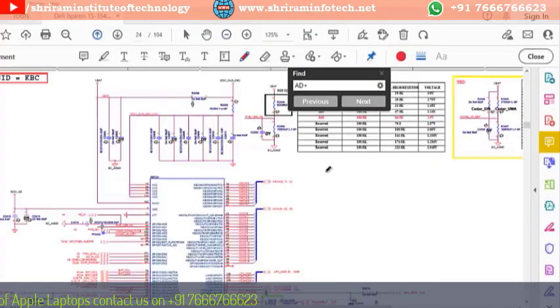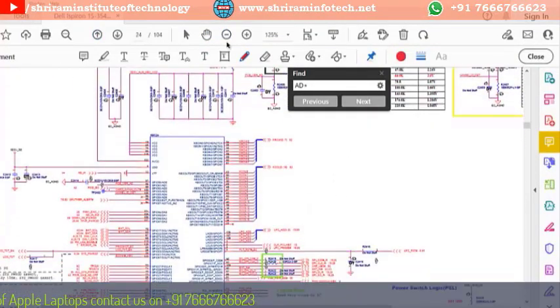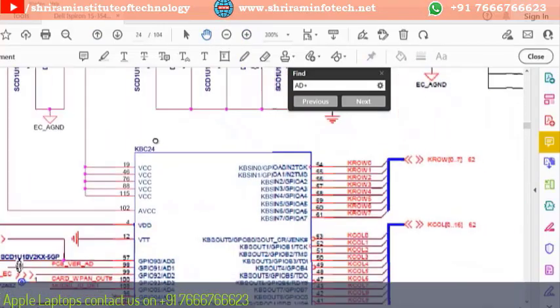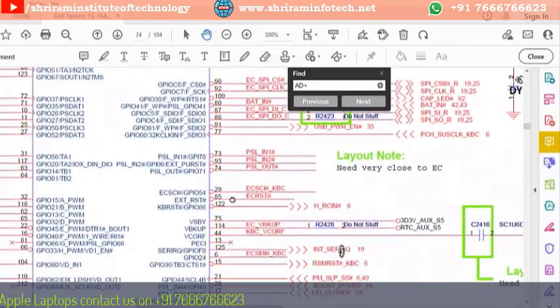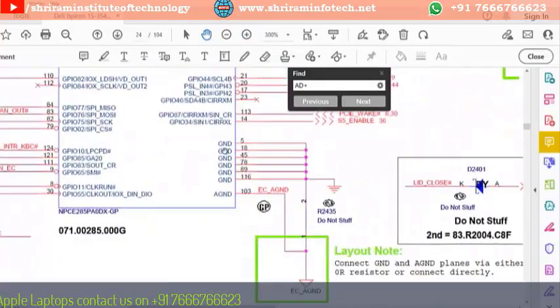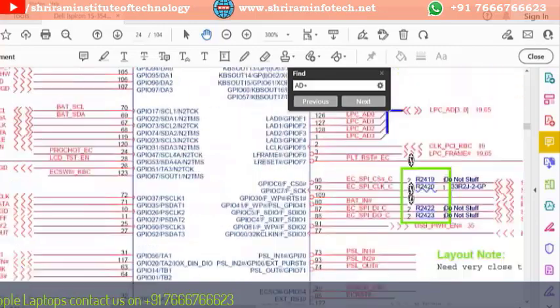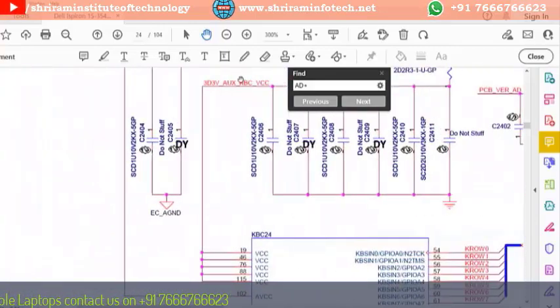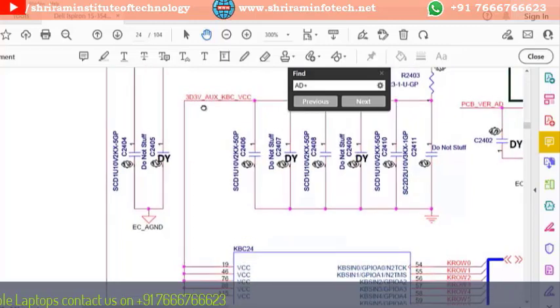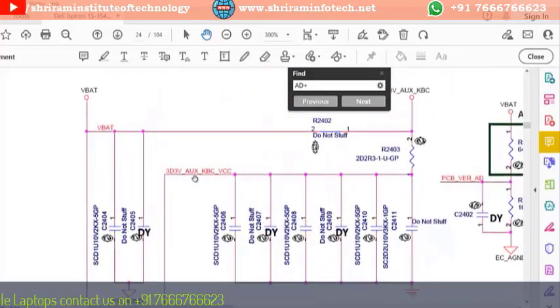Okay, so this one is my SIO. What is the number? NPC 285. Okay, so I have to check what? I have to check the VCC voltage. This is my 3D3, means 3.3 auxiliary KBC voltage, that is the VCC voltage.